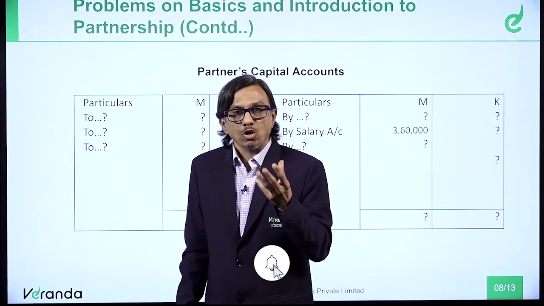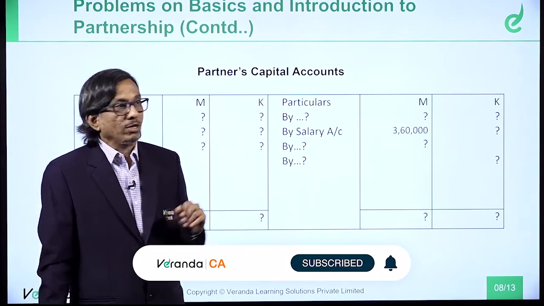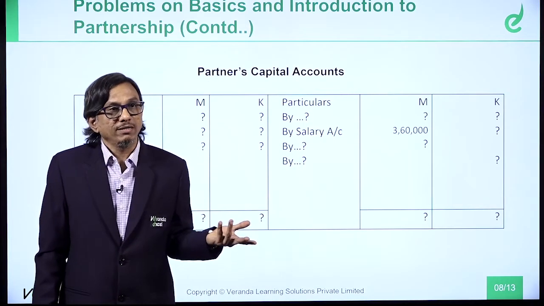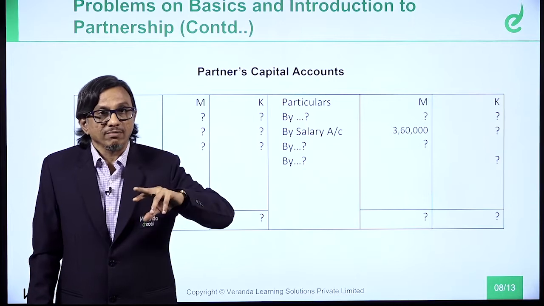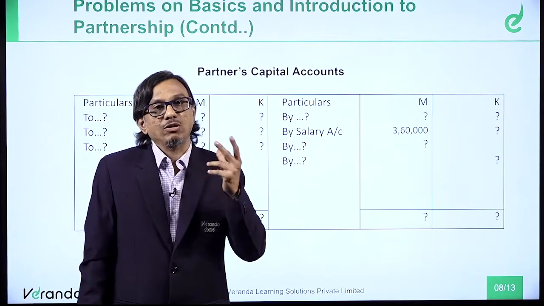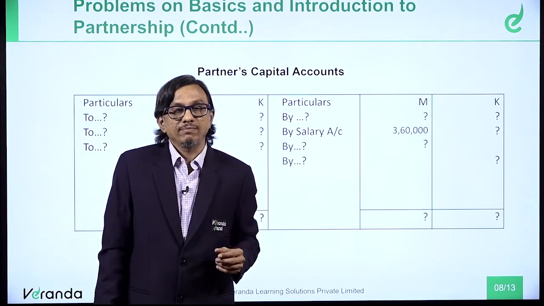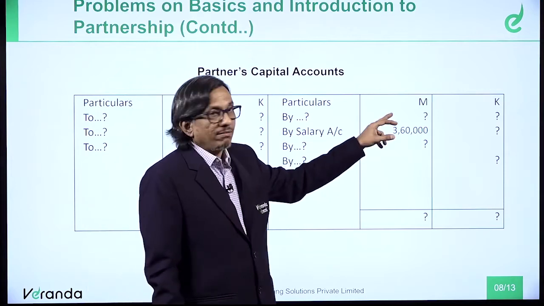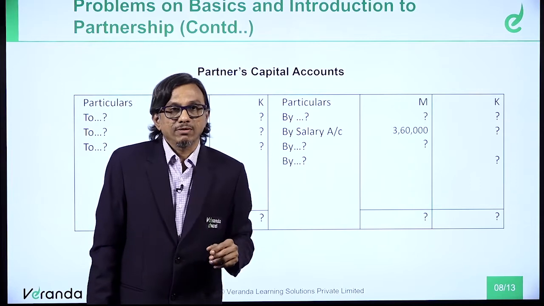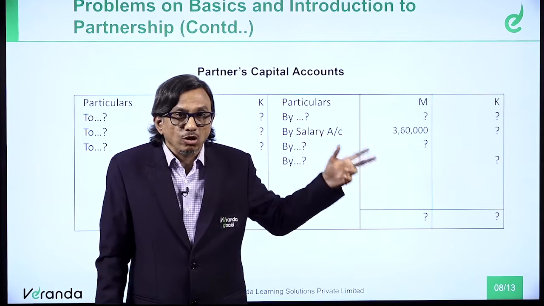Interest on capital is normally given on the opening balance. So, what is the opening balance? That itself we do not know. So, probably interest on capital is given, rate is given. You will have to calculate the opening balance based on that. For example, what is the formula for interest on capital? Capital opening balance multiplied by the rate. Rate is given in the question, but opening balance is not given.